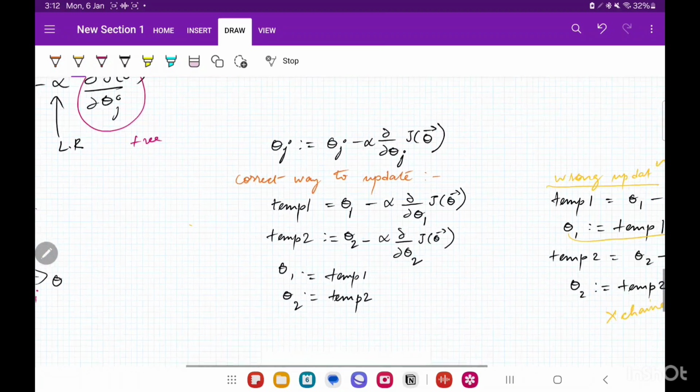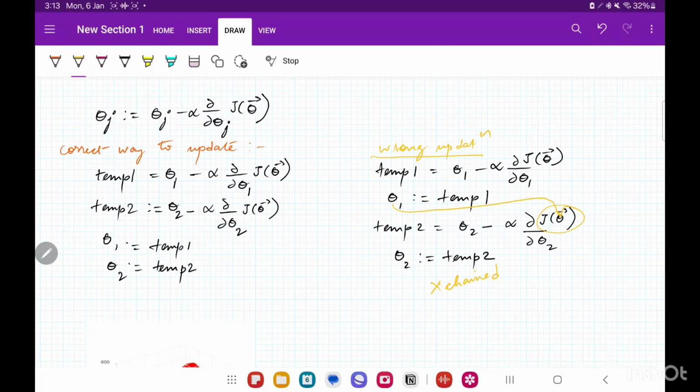To make things more clear, here is a wrong implementation also. We compute temp1 first, and we update theta 1 also after that. This updated theta 1 reflects in J of theta in the next step, which is for theta 2. So this updated theta 1 is used in J of theta while computing temp 2, and this temp 2 gets assigned to theta 2. This is something that we should not do. This updation is not a chained updation, it's a simultaneous updation. This is something that we must always remember in gradient descent.